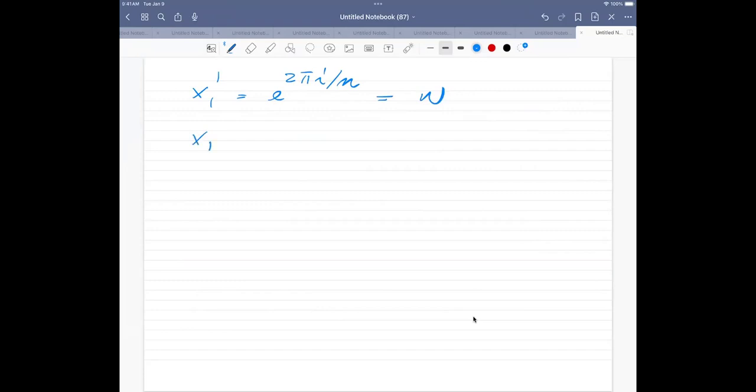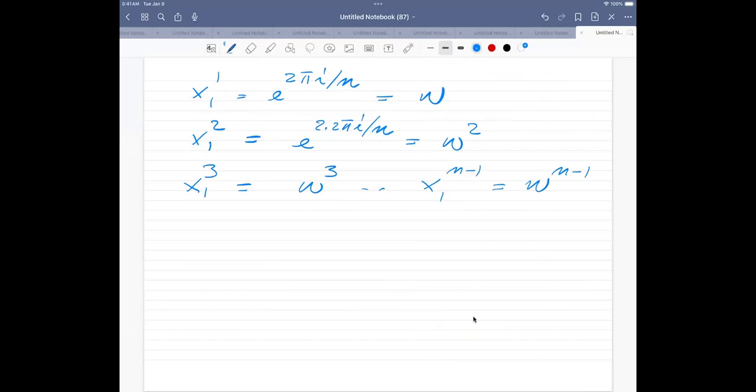If I take x1 squared, in the same way as I'm setting up this Vandermonde matrix, this is the same as 2 times 2 pi i divided by n, and this is the same as omega squared. And then you will see that x1 cubed is the same as omega cubed, sorry. And then it goes all the way up to x1 to the power of n minus 1, which is the same as omega to the power of n minus 1. You can repeat the same exercise now and just take a random number here, x2 squared, which is the same as e to the 2 times 2 pi i divided by n.